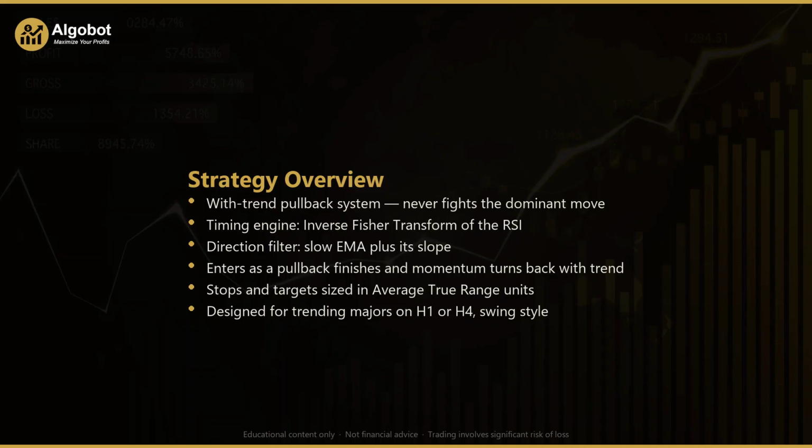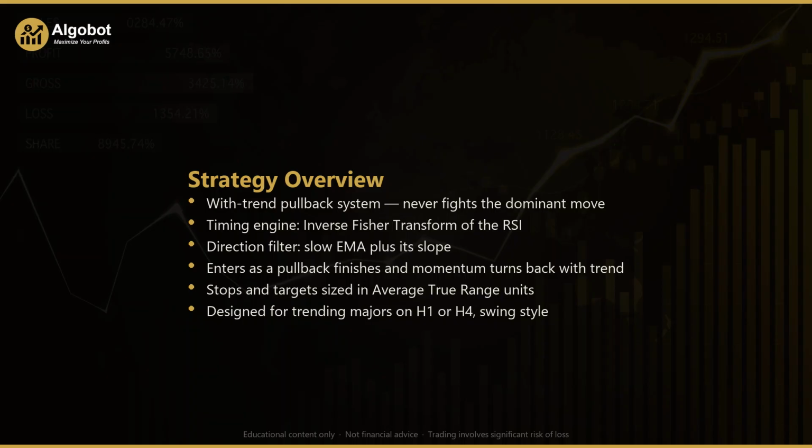So what exactly is the Inverse Fisher Trend Pullback strategy trying to do? At its heart, this is a with-trend pullback system. That means it never tries to fight the dominant direction of the market. Instead, it waits patiently for a temporary dip inside an existing up move or a temporary bounce inside an existing down move, and then it looks to rejoin the trend as that pause finishes. The timing engine is where things get interesting.